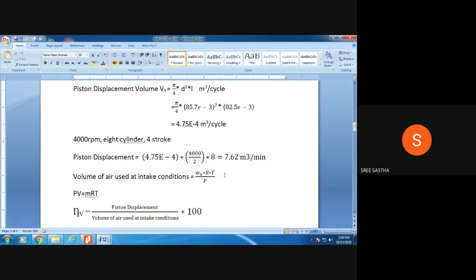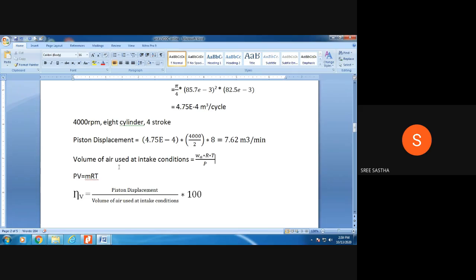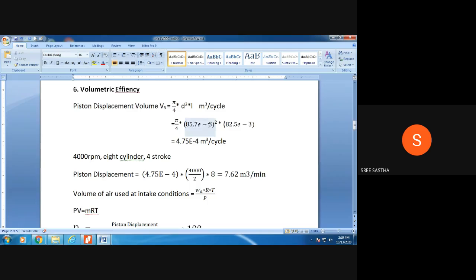Okay. Now I am going to find the volume of air. You may ask why we are doing like this. Because for finding out volumetric efficiency I need both terms: piston displacement and volume of air used at inlet condition. This one I have explained to you: the volume formula, multiplying it by speed and number of cylinders. Since it is 4 stroke, I am dividing the speed by 2. So that is the logic.